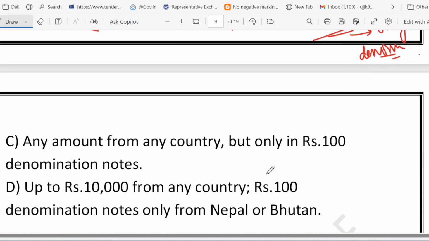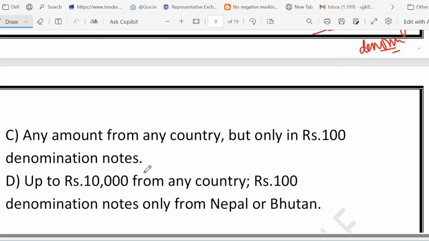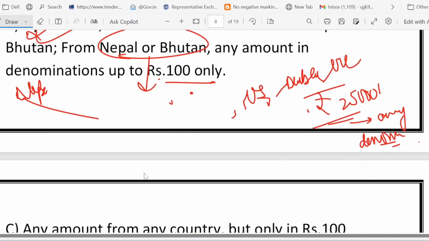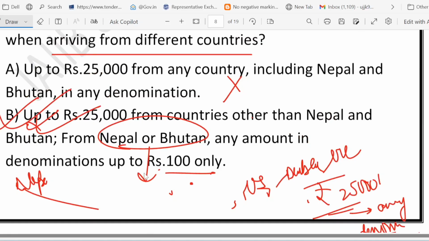Now, what about option C? Option C is wrong because the 100 rupees only restriction applies only for Nepal and Bhutan, not for any other country. And option D is also wrong because the limit is 25,000, not 10,000. The limit is 25,000 rupees. So the correct answer to this question is one and only option B.